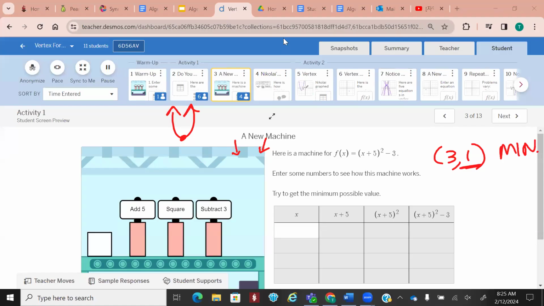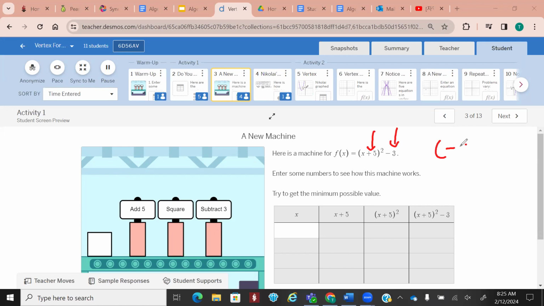Next one. What would be the vertex? Change the sign, keep the second. So what is it going to be? So that's going to be negative 5, negative 3. So our minimum value is going to be that negative 3.